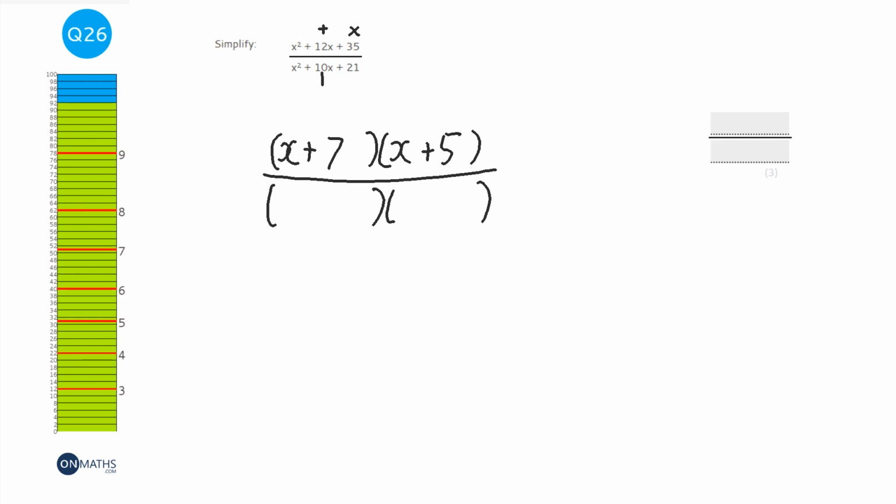So I need two numbers to add together to make the 10x and times together to make 21. Well, I know that 5 doesn't go into 21, but I know 7 does. So x plus 7 and x plus, well, to make the 21 and the 10, needs to be 3. And all you need to do is divide top and bottom by x plus 7.